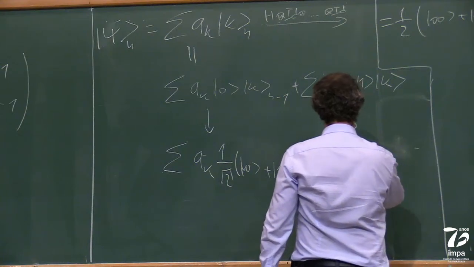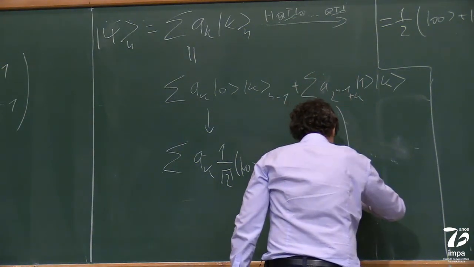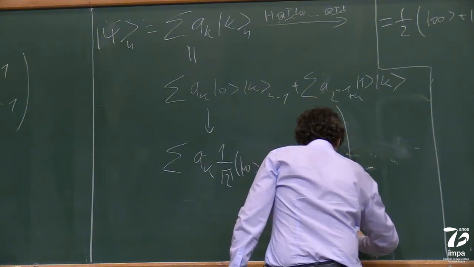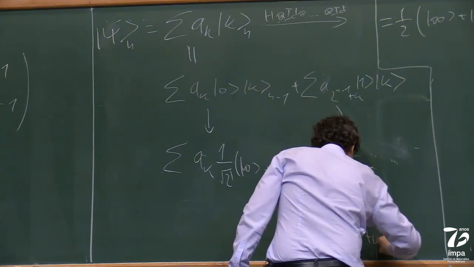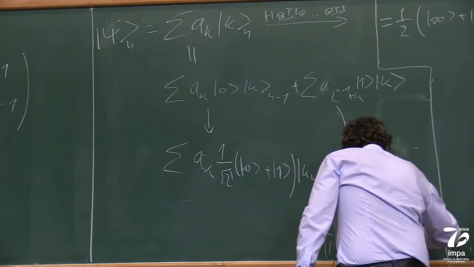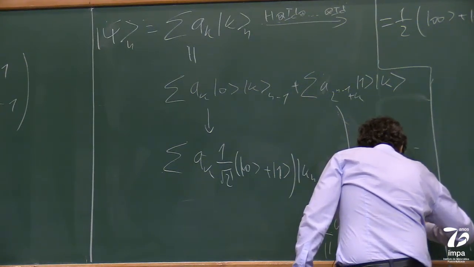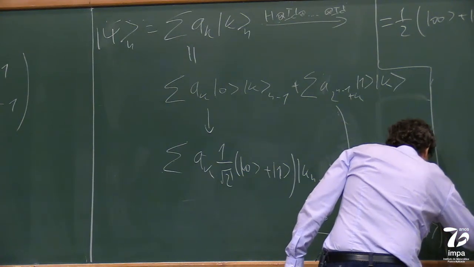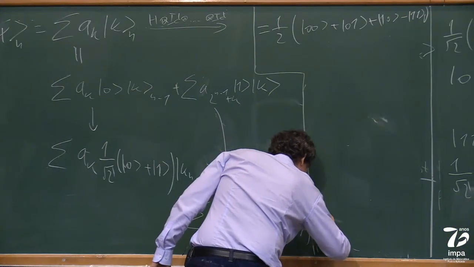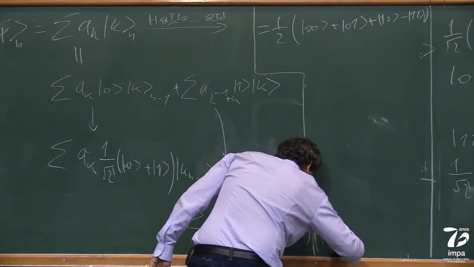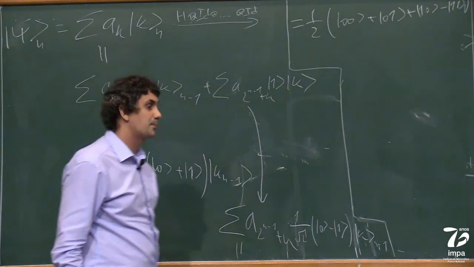Just a second, I should not be lazy, I will write it here. Sum of a_(2^(n-1)+k), 1 over square root of 2, (|0> minus |1>). Yes, and here I still have |k> in the end, but on one qubit less.